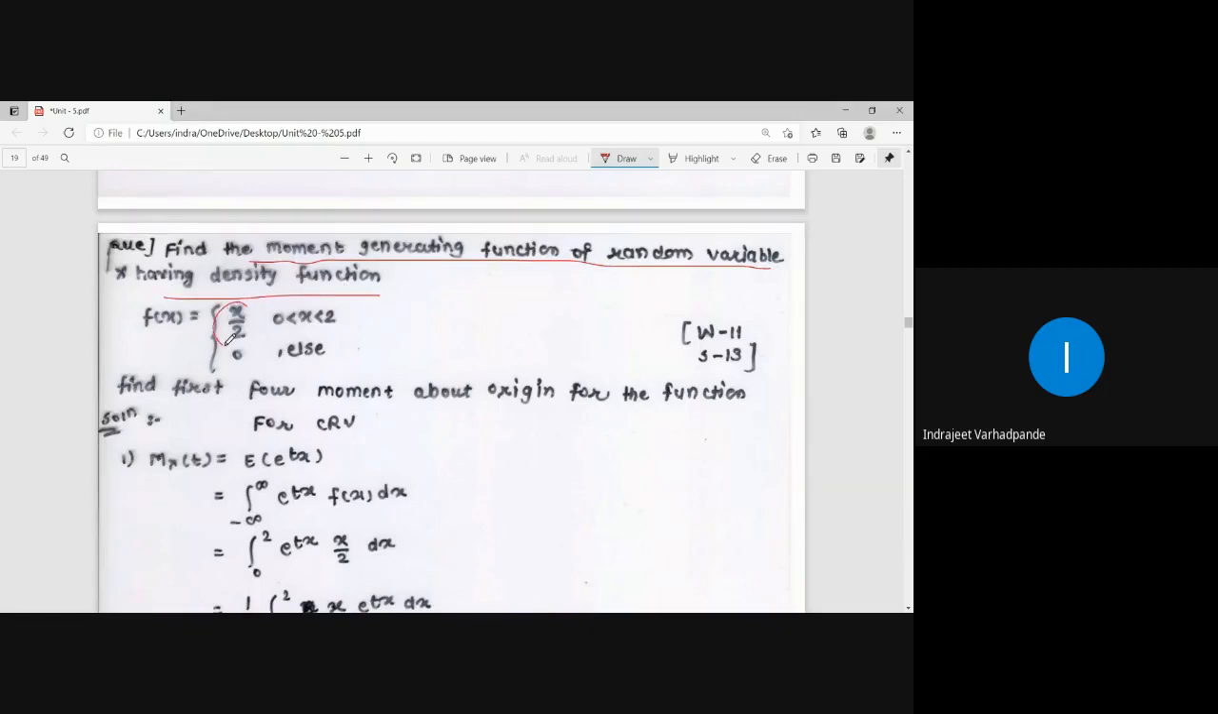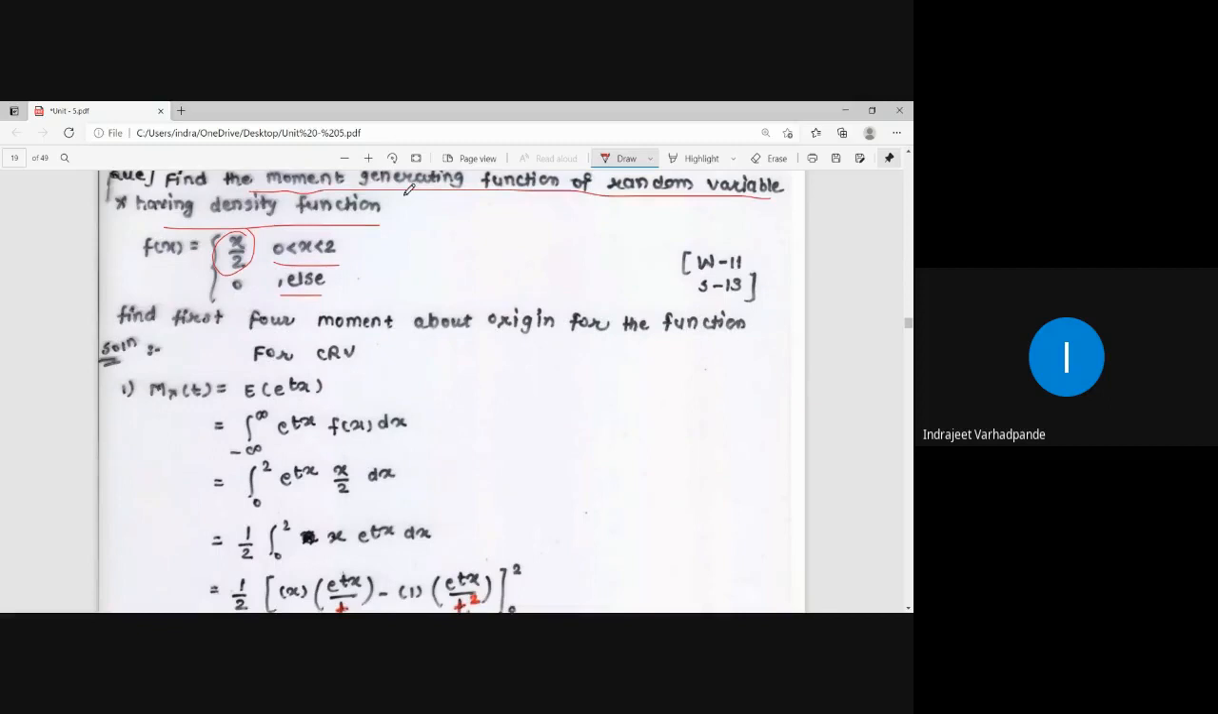So this is x by 2 for 0 less than x less than 2 and 0 otherwise. क्या निकालने के लिए बोला है? मोमेंट जनरेटिंग फंक्शन एंड फर्स्ट फोर मोमेंट अबाउट ओरिजिन. मोमेंट अबाउट ओरिजिन मींस अगेन मोमेंट जनरेटिंग फंक्शन का टेलर सीरीज एक्सपांशन निकालो या you differentiate the moment generating function, you get the corresponding moment about origin. Moment about origin पर से दो तीन relationships जो दिए हैं, you get the moment about mean.